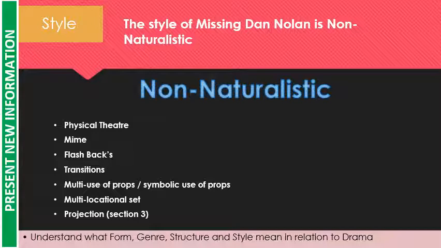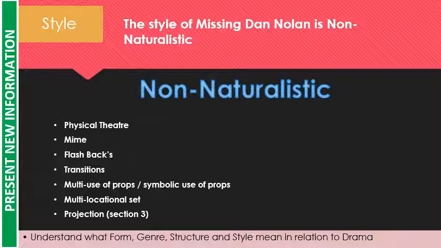Throughout the play, there are many stage directions about the way in which it should be performed. At the very, very beginning on page 13 in section 1, it says that we see Dan drinking a bottle of vodka in slow motion. Slow motion is a non-naturalistic technique. It's reminding us that we're not watching real life, that we are watching a performance.